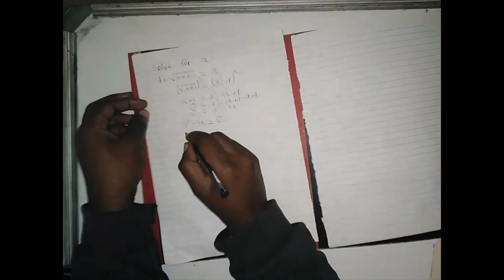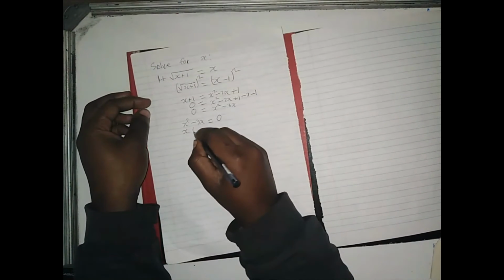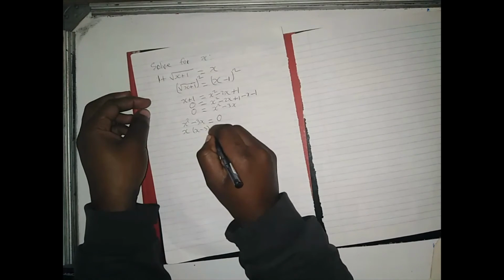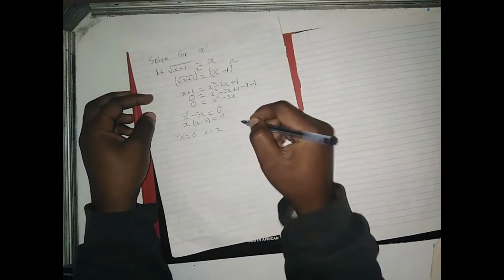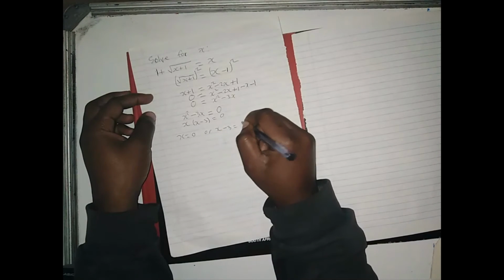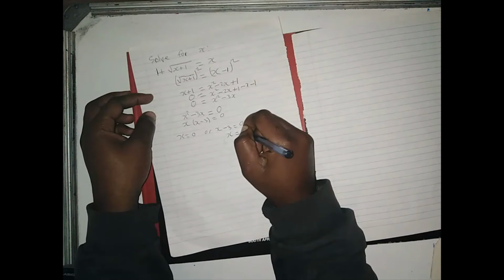Yes, we do agree. So when you are here, this becomes a normal quadratic. You find a common factor, which is x in this particular case, and then you get x times x minus 3 equal to 0. And then x is equal to 0, or x minus 3 is equal to 0, and then x is equal to 3. Okay, so you've got two solutions. You've got x is equal to 0, and then you've got x is equal to 3.